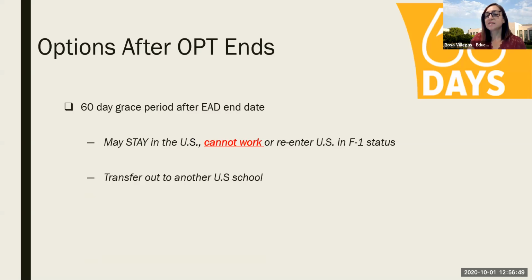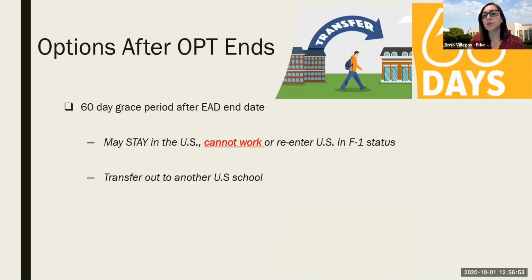You have those 60 days to transfer out to another US school. So make sure you let us know, make sure you submit your proper paperwork so we can process the transfer and release the record to the new school within the 60-day grace period.